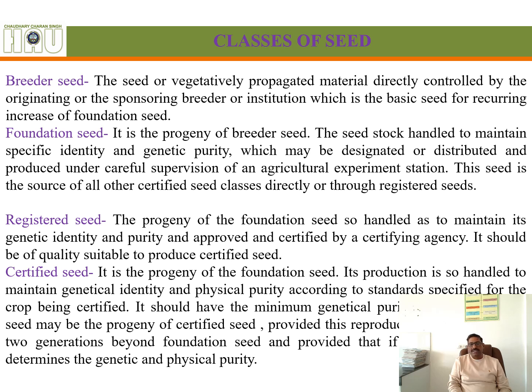The most important next class is certified seed. It is the progeny of the foundation seed. Its production is handled to maintain genetic and physical purity according to the standards specified for the crop being certified. It should have a minimum genetic purity of 99%, and certified seed may be the progeny of certified seed, provided this reproduction does not exceed two generations beyond the foundation seed, and provided the certifying agency determines the physical and genetic purity of the seed.